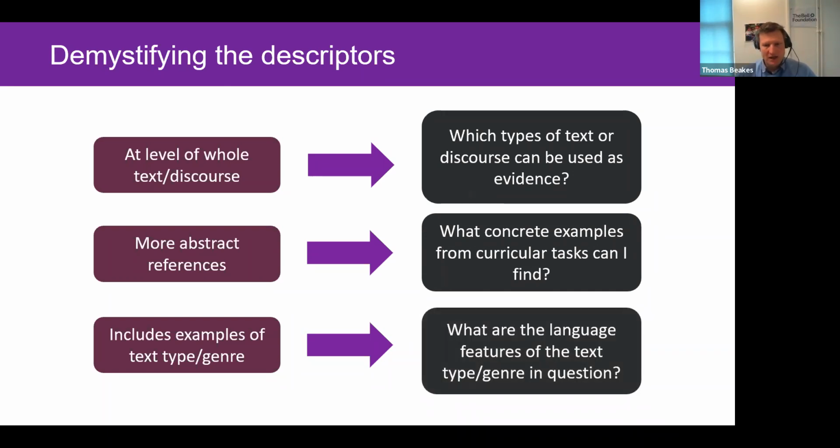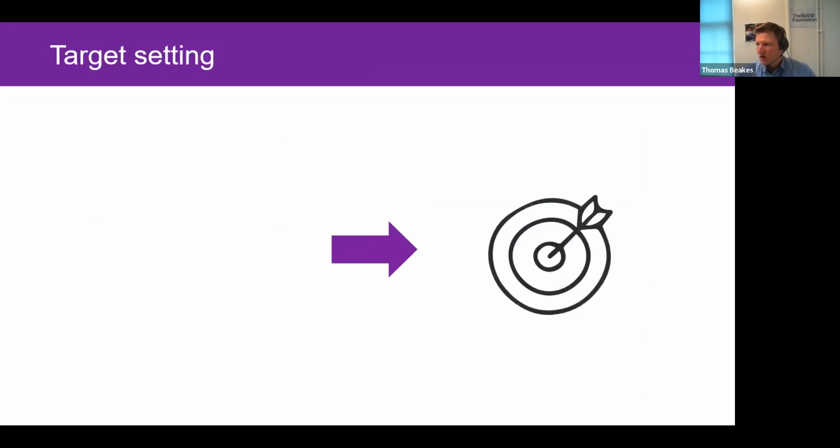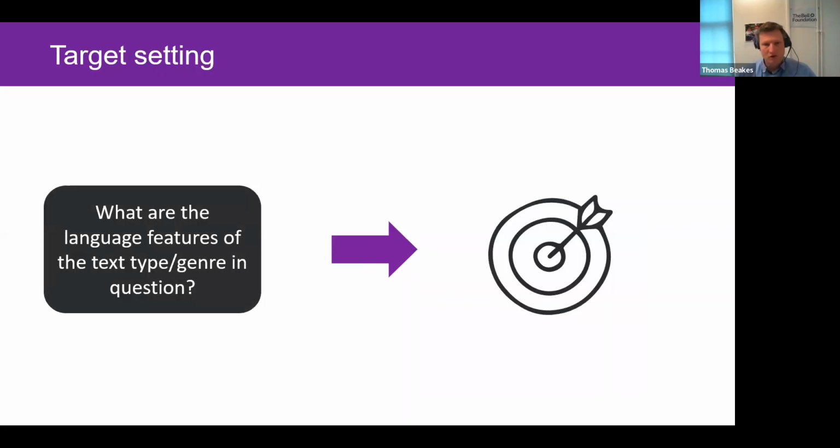Another question we can ask is, what are the language features of the text type or genre in question that I'm looking at, that I'm assessing? And I think this final question is probably the key one. Once we have a better understanding of the language features that are involved, we can then set more concrete, more measurable and achievable targets for the learner's development, and we can avoid those vague, nebulous language targets, which just aren't really helpful.